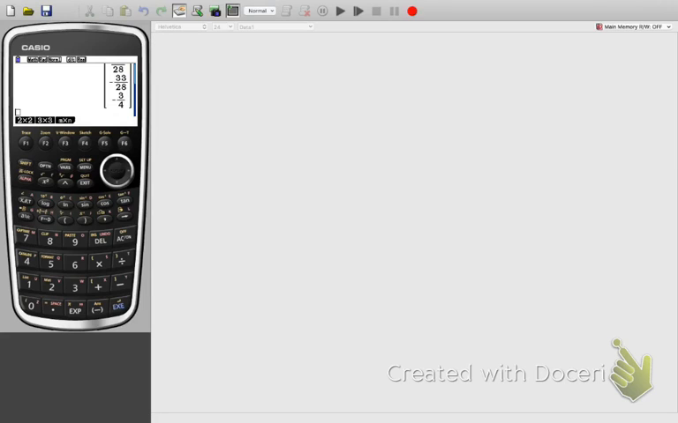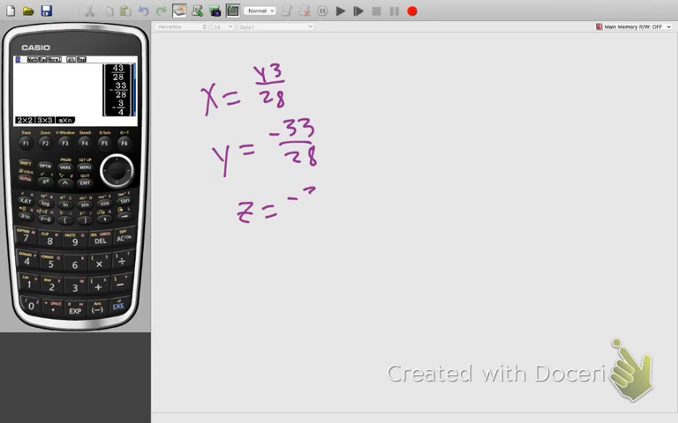So the first one on there, the 43 over 28, that's my x. The negative 33 over 28, that's my y. And the negative 3/4 is my z. So x is equal to 43 over 28, y is equal to negative 33 over 28, and z is equal to negative 3/4.